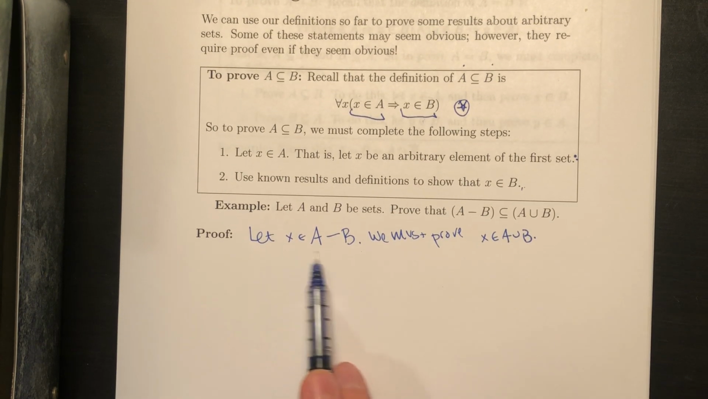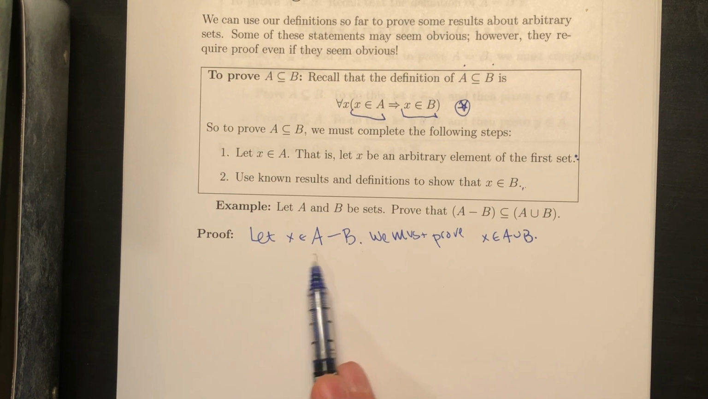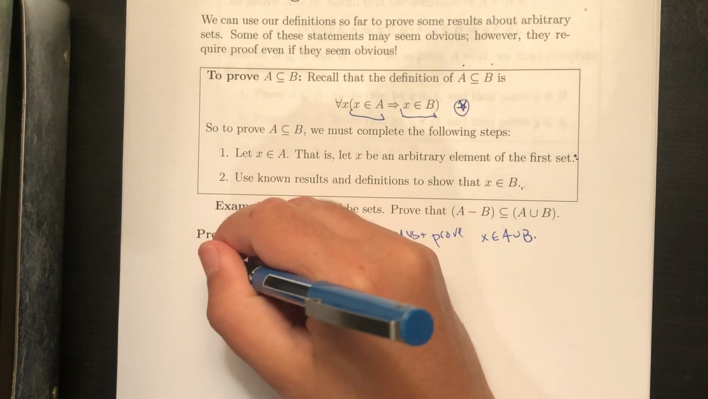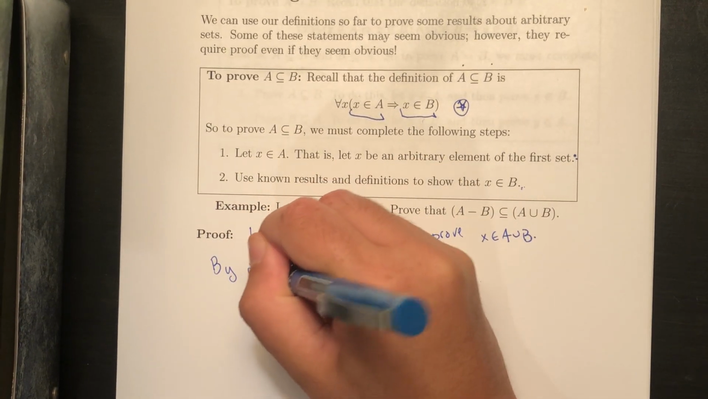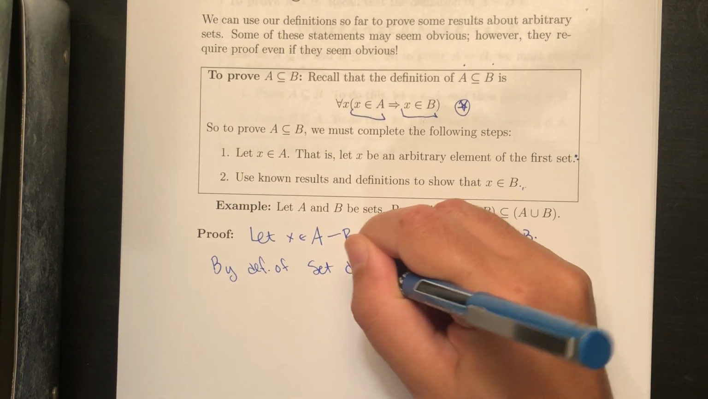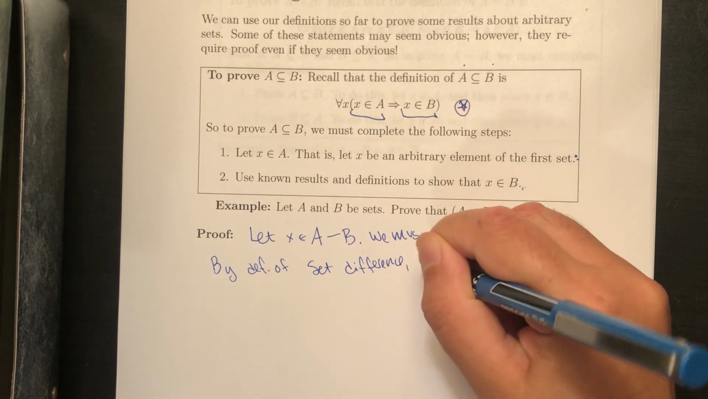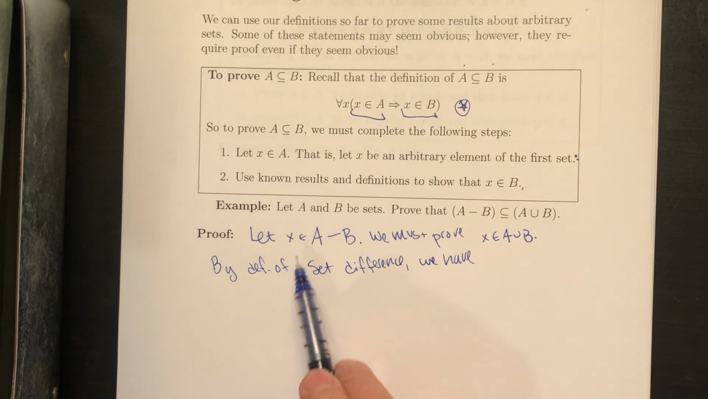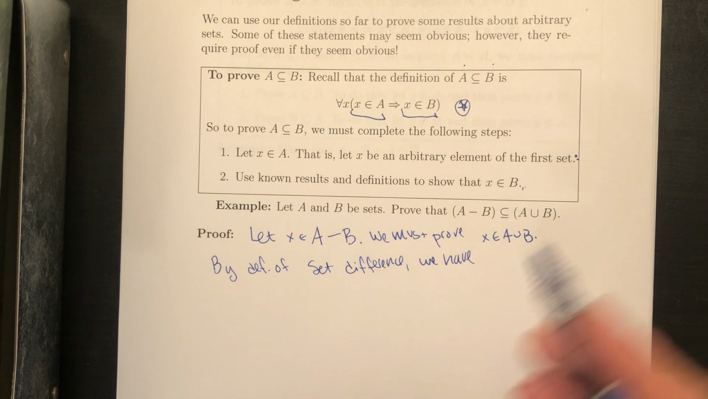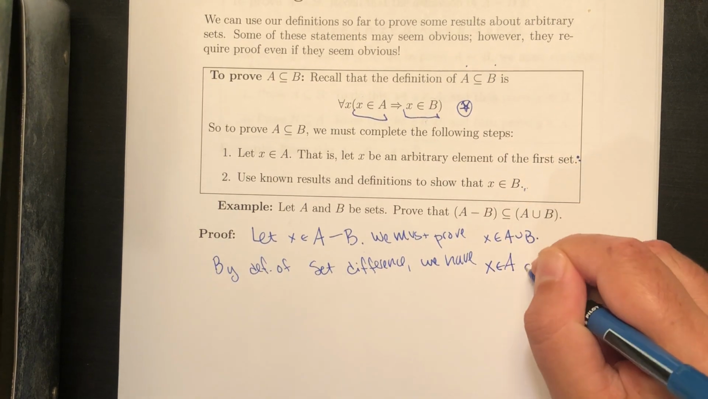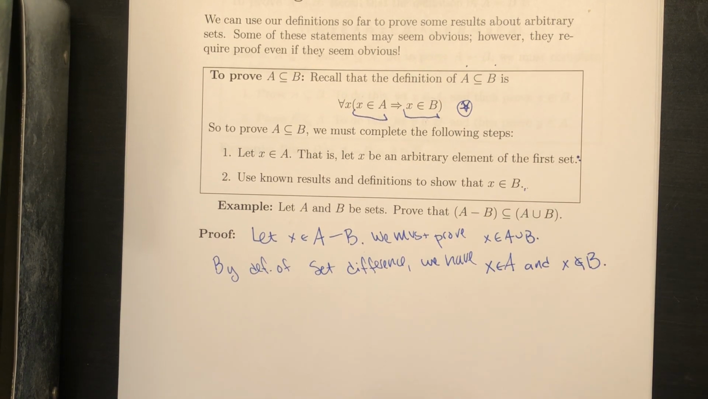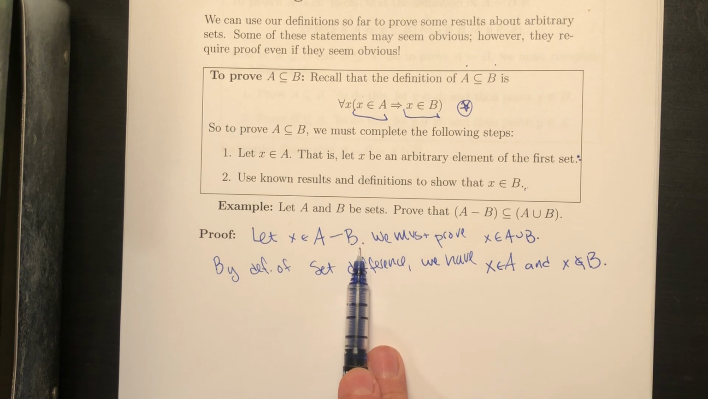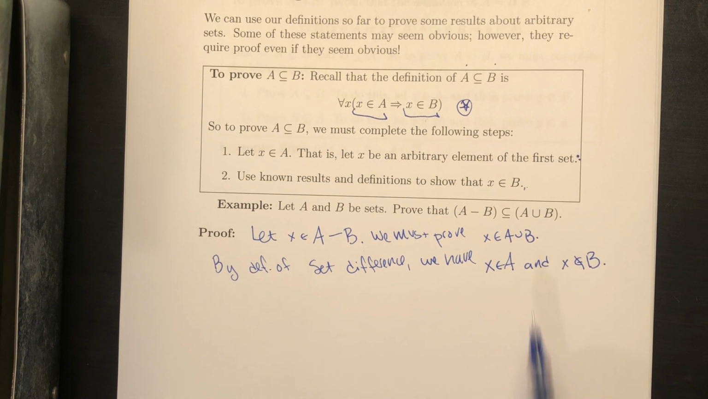And so what we start with is the fact that x is an element of A minus B. This is set difference here. And so we should be able to break this down a little bit using the definition of set difference. By definition of set difference, we have that if x is an element of A minus B, that means that x is an element of A and x is not an element of B. This is how we define the set A minus B. It's the stuff that's in A and not in B. So x is an element of A and x is not an element of B.